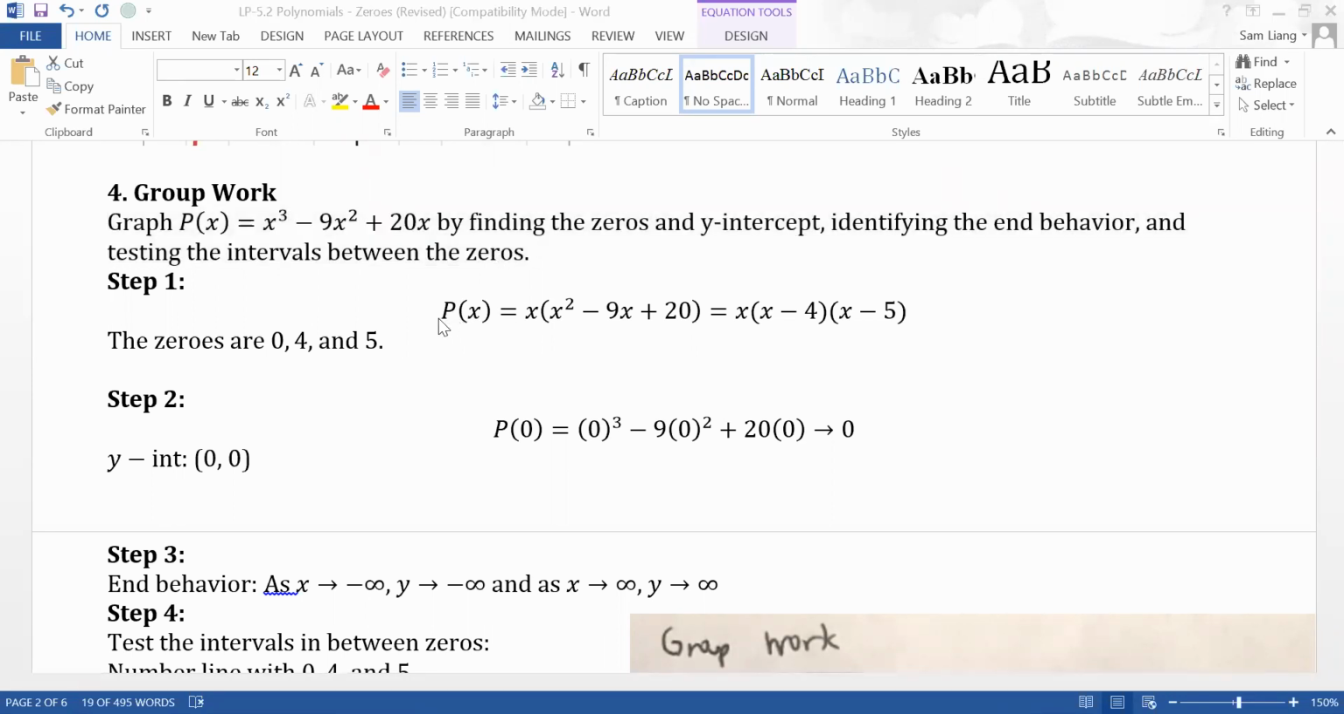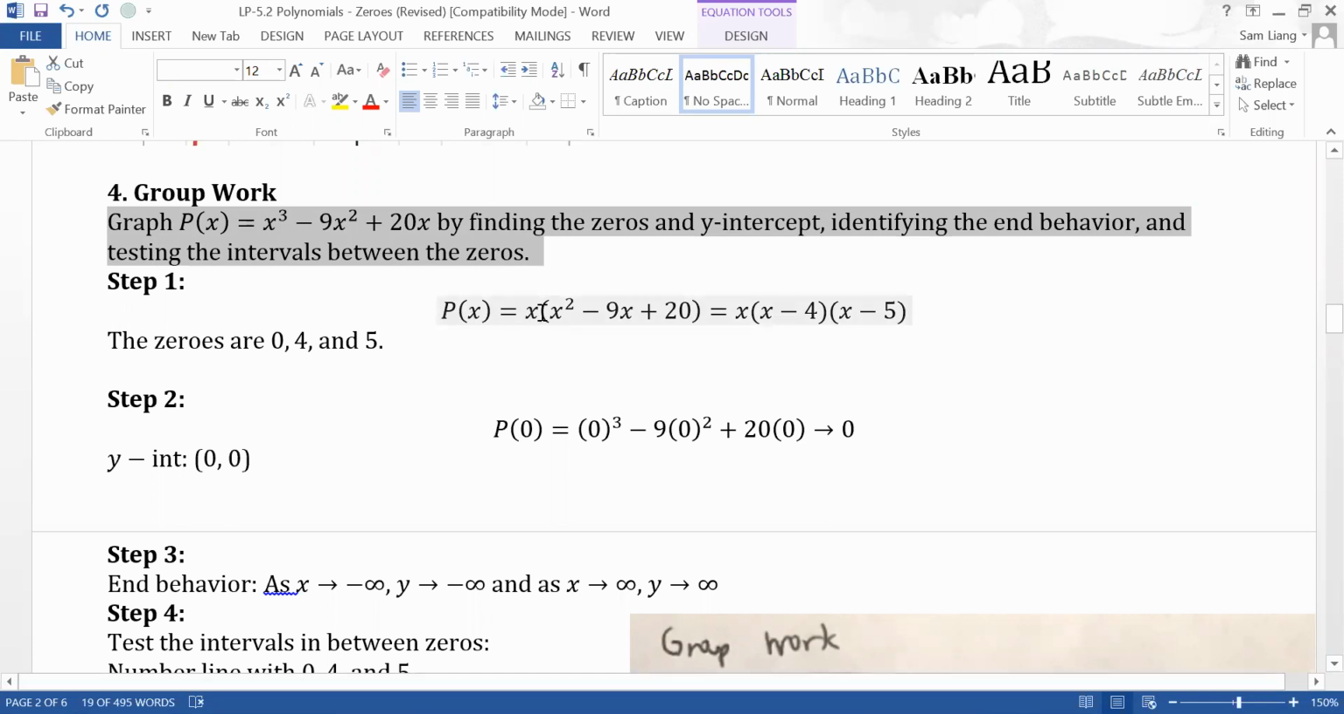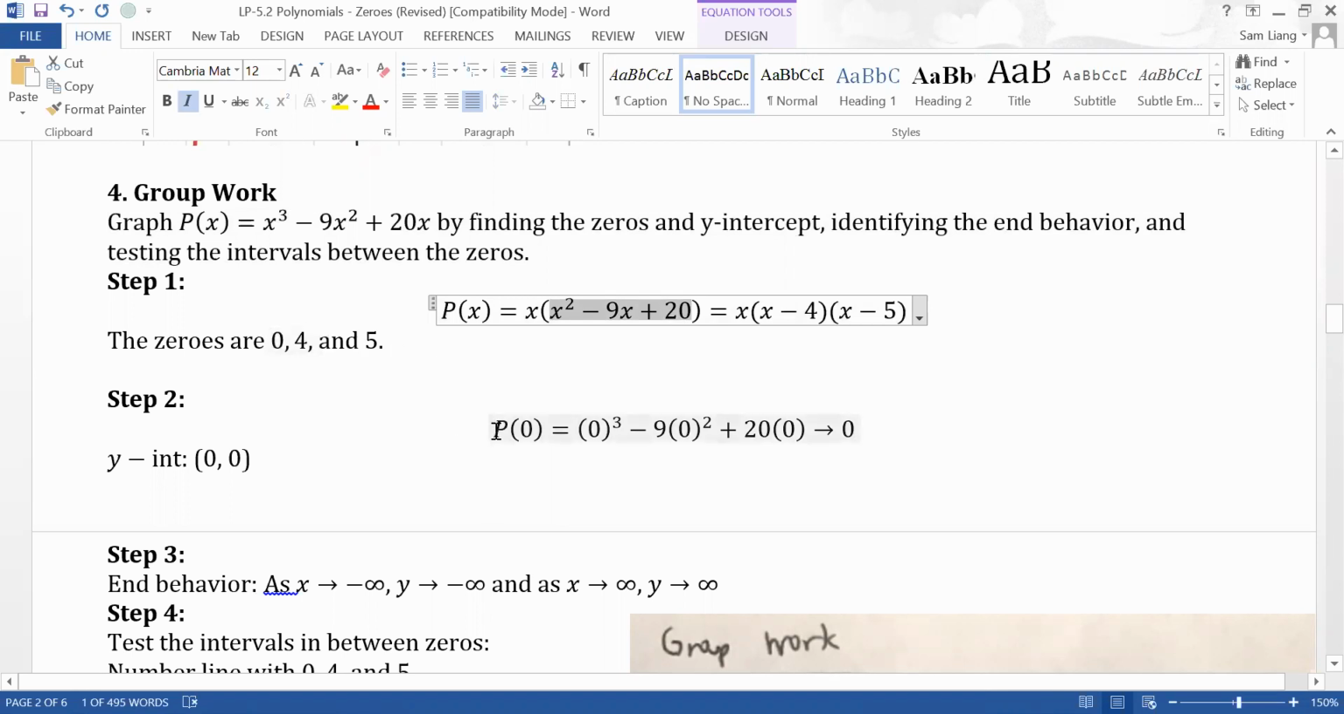So step 1 is p of x equals x times, so we're going to factor, right? So we factor out x from these 3 terms. We get x times x squared minus 9x plus 20. And then this can be factored to be x minus 4 times x minus 5. So therefore the zeros, or in other words the x-intercepts, are 0, 4, and 5. And then we have the y-intercept, which is going to be 0 again, right? For that we plug in x equals 0. So if x equals 0, then y equals 0, so it's going to be the origin.